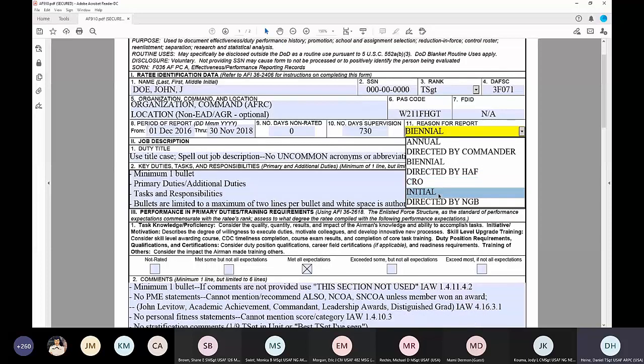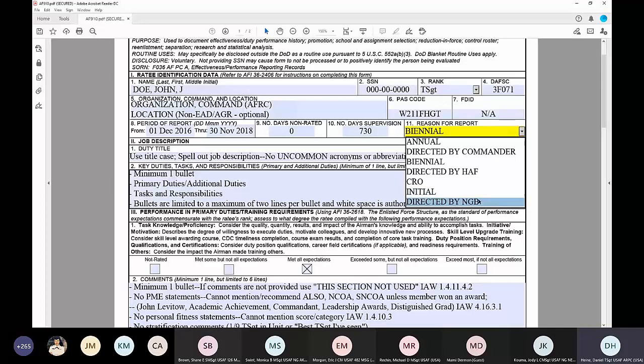Initial will be used for a senior airman ending on the first SCOD after they promote to senior airman. For an initial report, the period is going to be from the member's DIAS date through the next SCOD after they promote. These reports can be longer than 24 months. I've seen reports up to 5 years for these, just because of the way the dates worked out when they promoted and when the next SCOD would be. So just keep that in mind. The initial reports can be longer than 24 months.